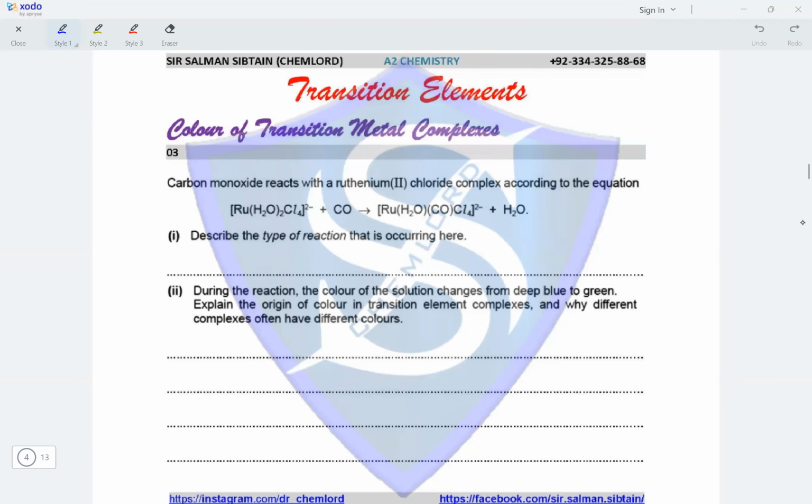Question 3. Carbon monoxide reacts with a ruthenium 2 chloride complex according to the equation given. Describe the type of reaction that is occurring here.